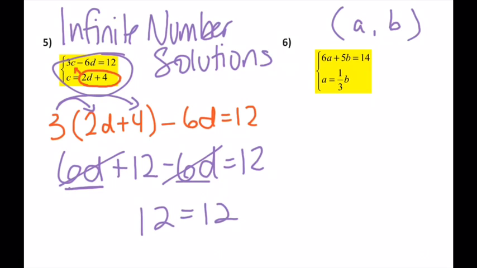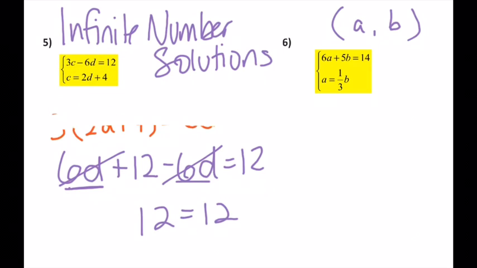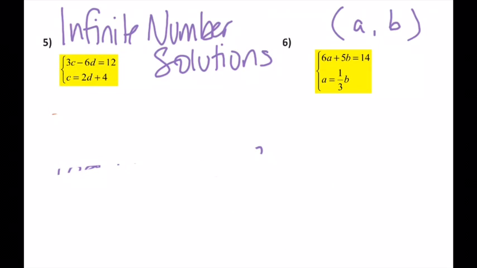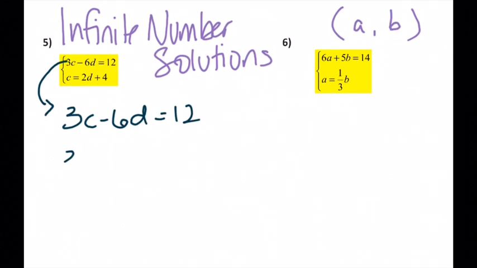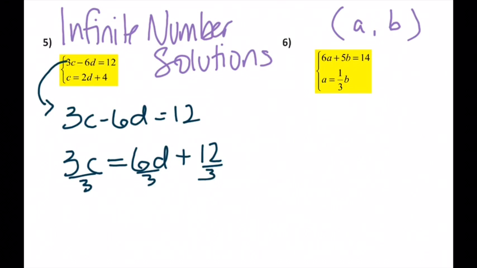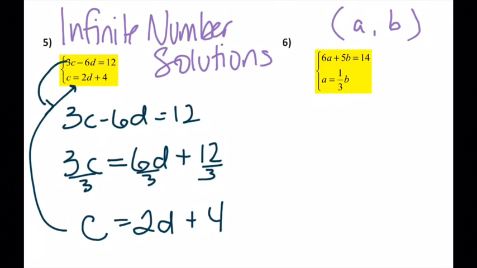So in order to check that and see if I'm right, what I would do is solve both of them for c. The second one is solved for c, so I would take that first equation and solve it for c. Because if what I just said is right, I should have the same equation. So I'm going to add 6d to both sides, and then divide everything by 3. So c equals 6 divided by 3 is 2, and 12 divided by 3 is 4, and that's exactly the same equation. So that's why it's an infinite number of solutions.